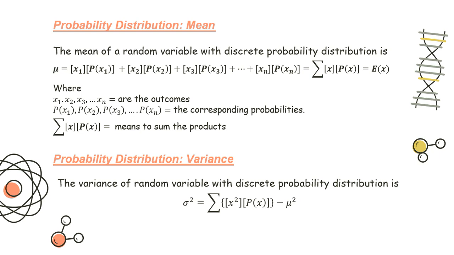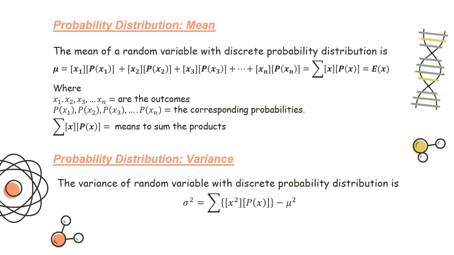So let's have the probability distribution for the mean. The mean of a random variable with discrete probability distribution is the formula. We have the summation of x multiplied by the probability of x. So given x and P of x, i-multiply natin bawat isa, tapos i-add lang lahat ng yon para makuha si mean.